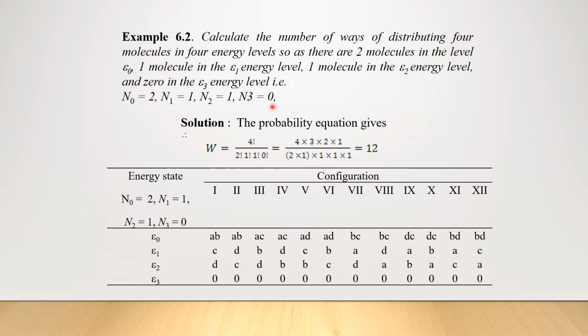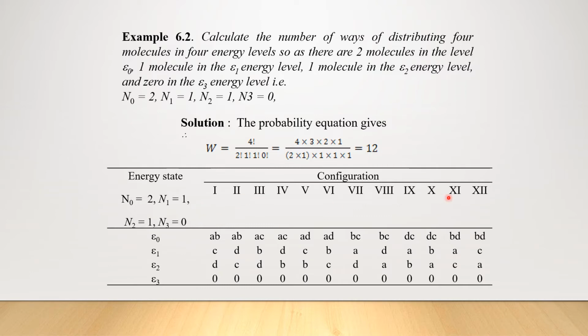So now the solution, the probability equation, W is equal to the total number of molecules, that is 4. So factorial 4 divided by the ways it should be arranged: 2 factorial into 1 factorial into 1 factorial into 0 factorial. So these are the different ways of arranging which we have written. So let us solve the problem. Factorial 4 means 4 into 3 into 2 into 1. Factorial 2 means 2 into 1. And factorial 1 means 1 into 1 into 1. So the total answer comes out to be 12.